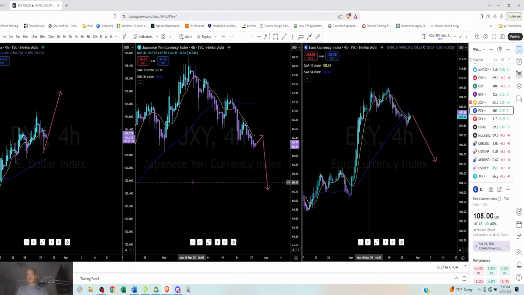So again, guys, to review, you can use any time frame, any indices. If you have a favorite currency pair or 2 or 3, feel free to put those all on the chart.